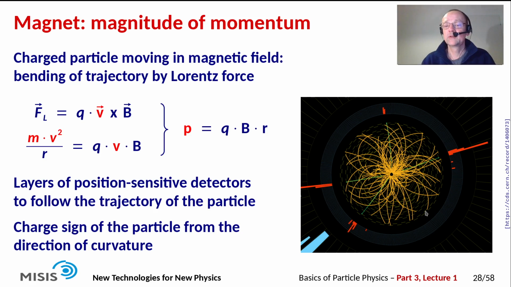Now, one thing that you will notice if we look at this event displayed at the right is that there are particles that are bent clockwise and there are particles that are bent anti-clockwise. And this is of course due to the fact that the Lorentz force acts in opposite directions on positive and negative charges. So by looking at the direction of the curvature, we can determine the charge of the particle. So we can, for example, distinguish between positive and negative muons.